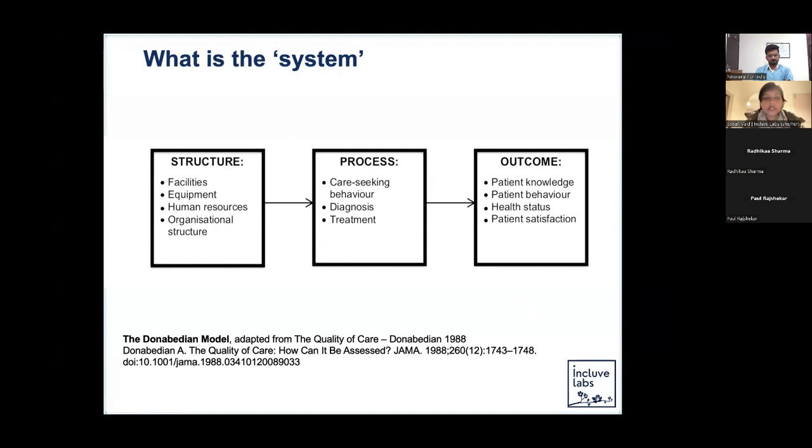Outcomes will be: did the patient get better? Did the patient die? Did the patient get an infection, etc.? Right? So health status basically is the outcome of your health system. This is also called the Donabedian model.